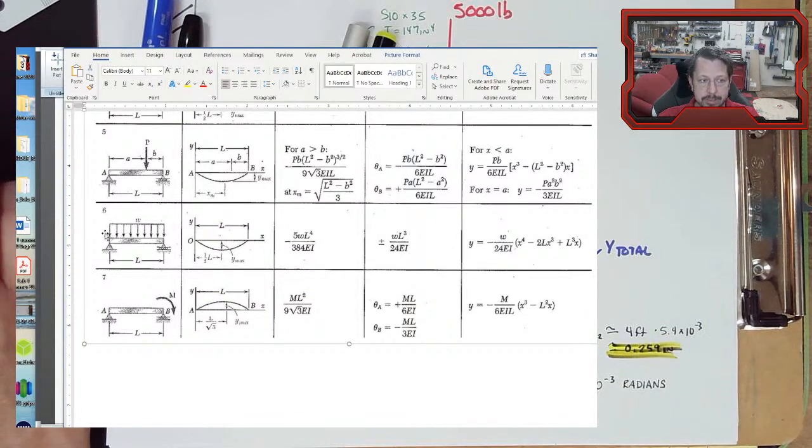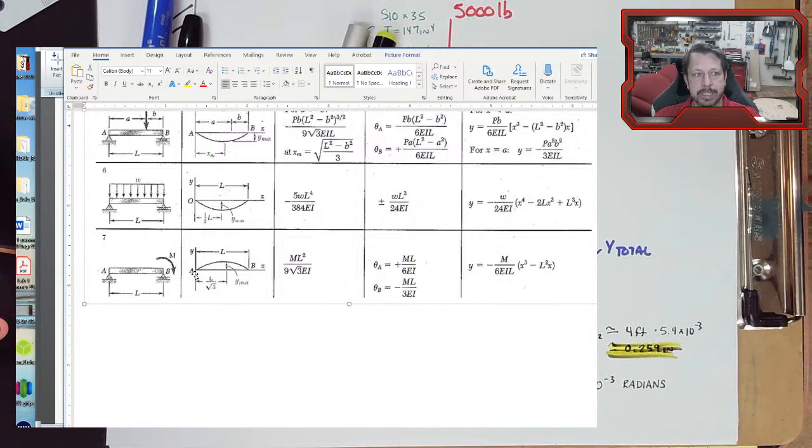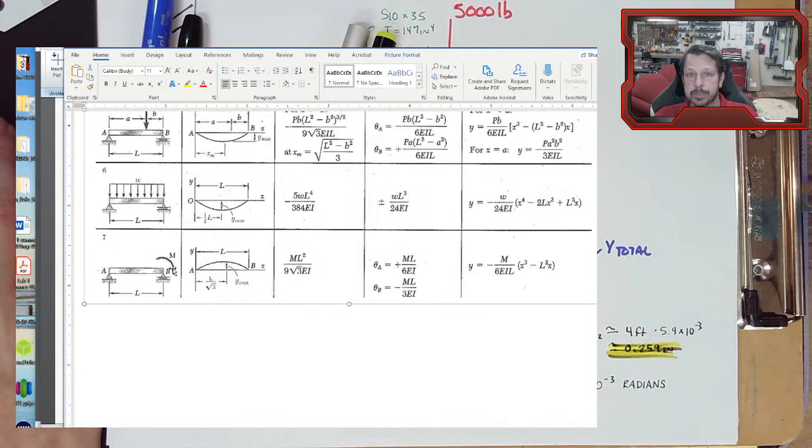This one's pretty standard. This is a distributed load across the entire thing. This one is relatively standard. It does have one kind of tricky part. This is a concentrated moment around one end of the beam, and they specify that the maximum location for the deflection is at L over square root of 3 measured from, in this case, what they have as point A. But you have to not think of these as left and right. You have to make the landmarks the loads themselves.